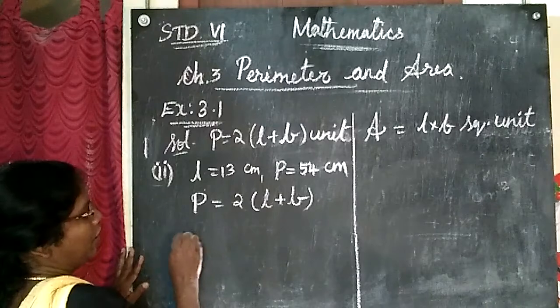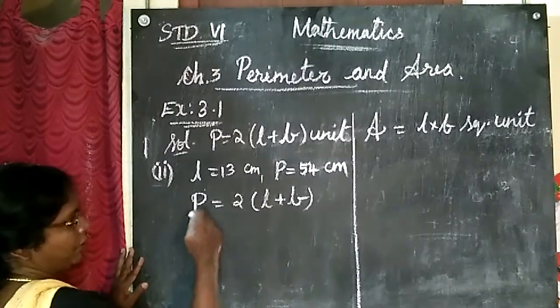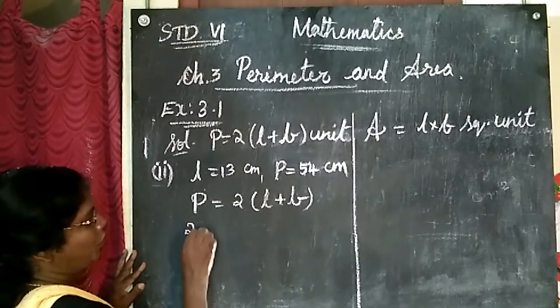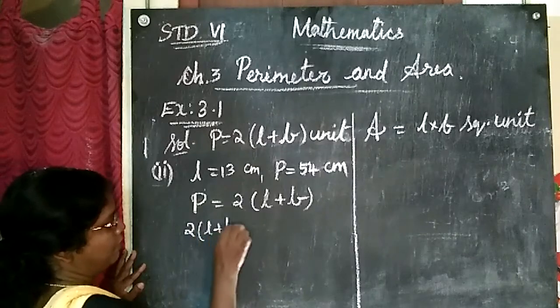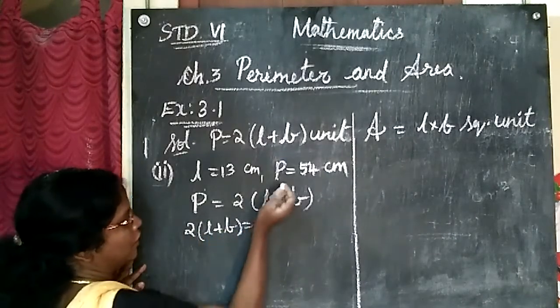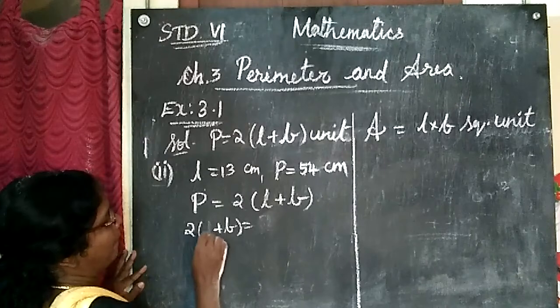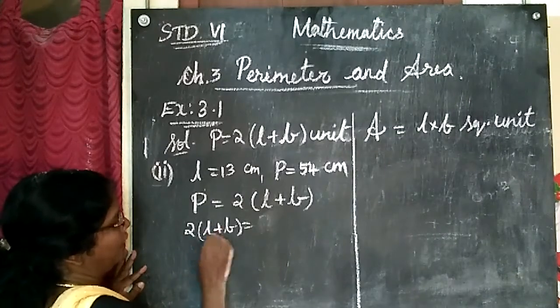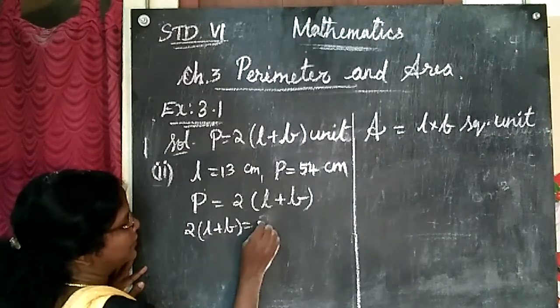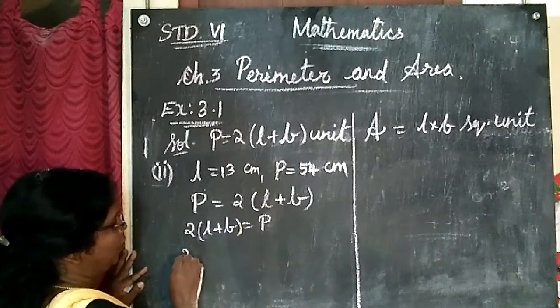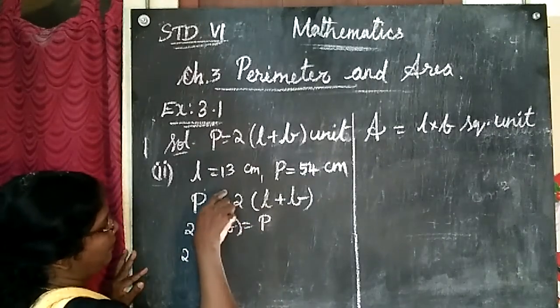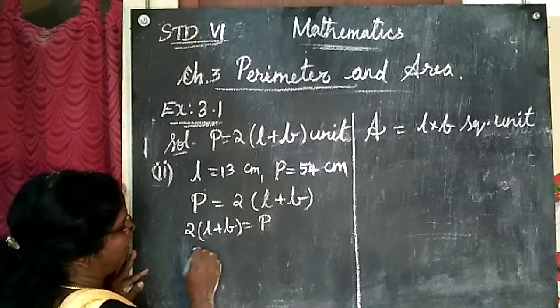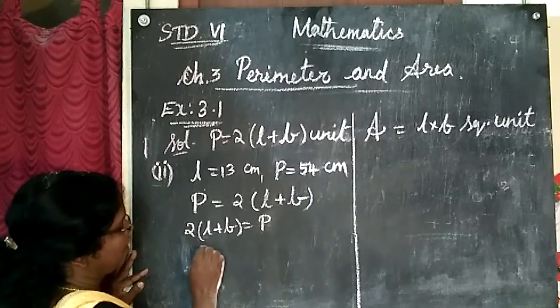Now, let me substitute this. This one I am taking this side, perimeter I am taking that side. So 2 into (L plus B) is equal to P. Length is given. Let me write it properly. 2 into (L plus B) is equal to perimeter. Let me substitute the values here.